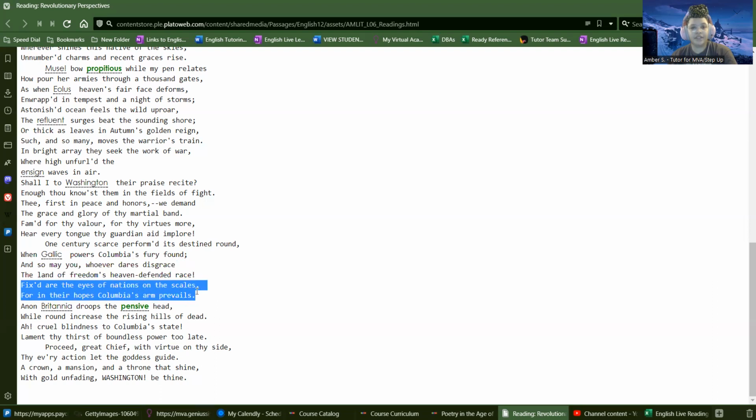Fixed are the eyes of nations on the scales, for in their hopes Columbia's arm prevails. So nations, again, referring to other countries, fixed are the eyes of nations on the scales. So scales, you weigh things on the scales, right? So other nations are watching the outcome of the American Revolution. And then it says, for in their hopes, Columbia's arm prevails. So a lot of countries were hoping in some way or another, at least a few of them, that America will win the Revolutionary War.